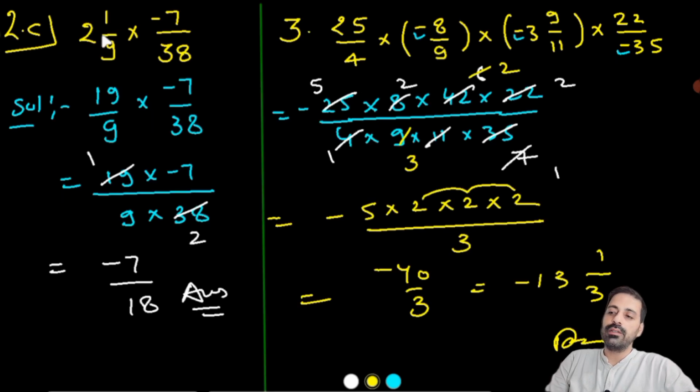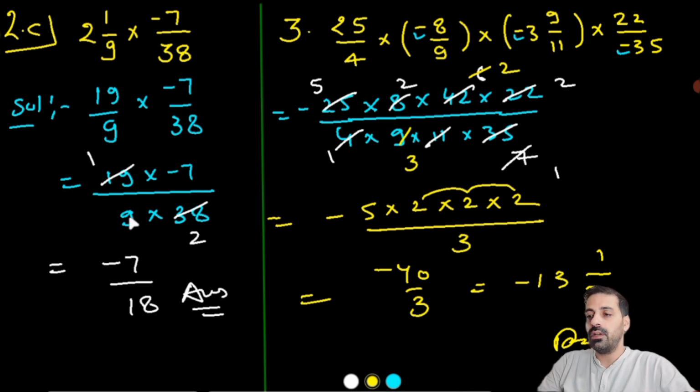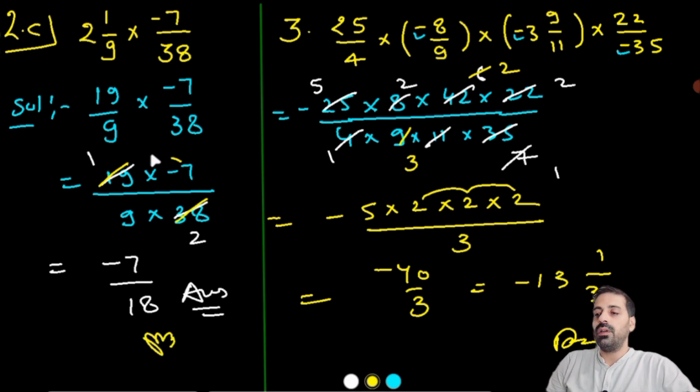Now comes here 2 is to 1 upon 9 multiplying negative 7 upon 38. So now I open the mixed fraction. 19 upon 9 multiplying negative 7 upon 38. Numerator multiply numerator, denominator multiply denominator. 19 ones are 19 and 19 twos are 38. So we have negative 7 upon 18 is the final answer because this 7 multiply here and 2 multiply here.